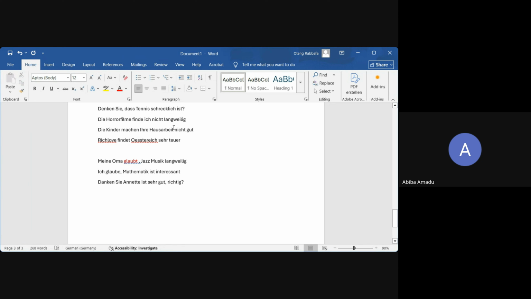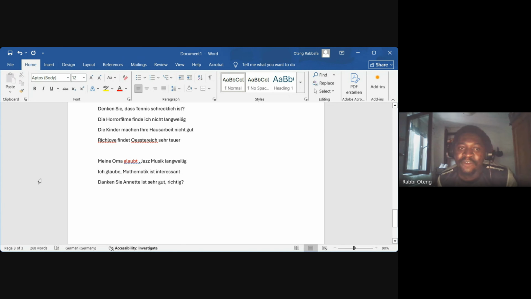Conjugation. And I also say meine Oma glaubt Radio. In the second sentence you said ich glaube Mathematik ist interessant. There is a verb nearby because ich glaube is a first statement on its own.